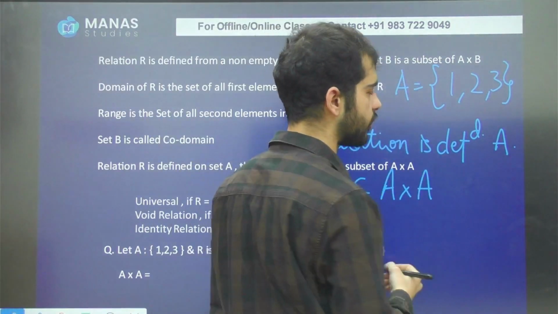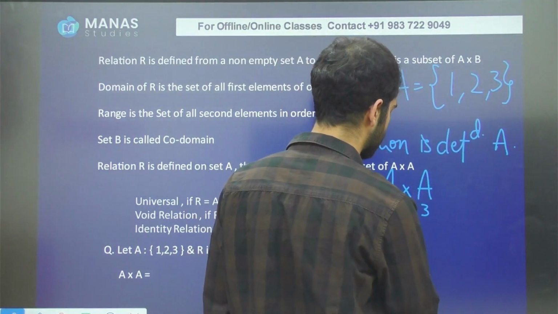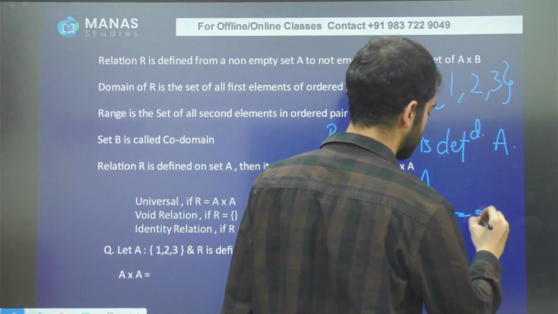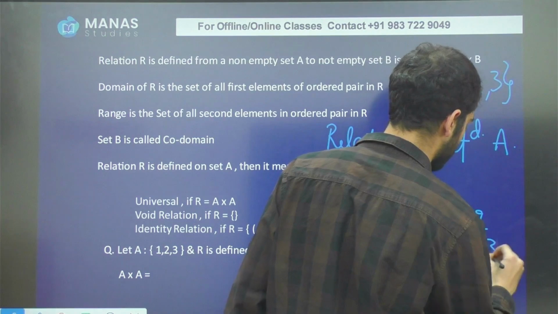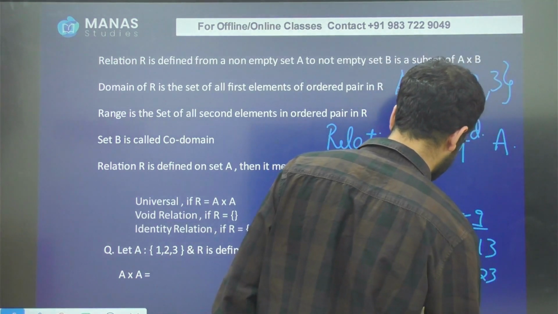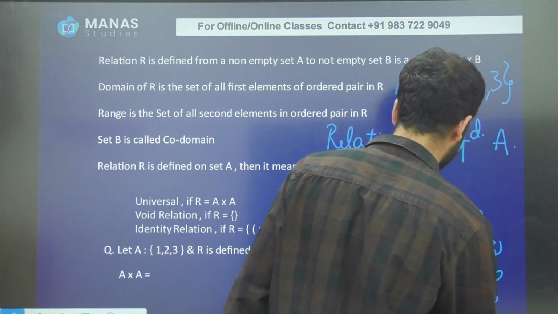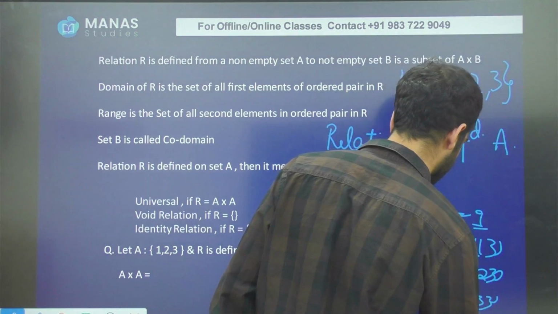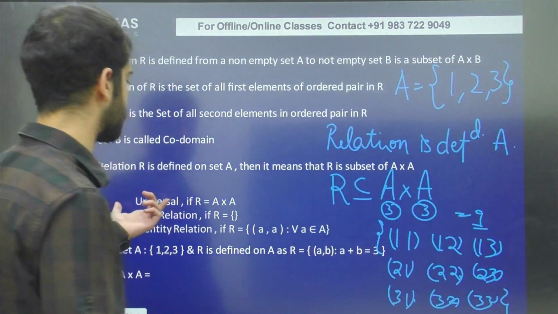So it will comprise of how many elements? 3 elements over here and 3 elements over here. So the number of elements in this will become 9. And the Cartesian product would look like 1 1, 1 2, 1 3, 2 1, 2 2, 2 3, 3 1, 3 2, 3 3. All these are ordered pairs which will be present in the relation which is known as universal relation.